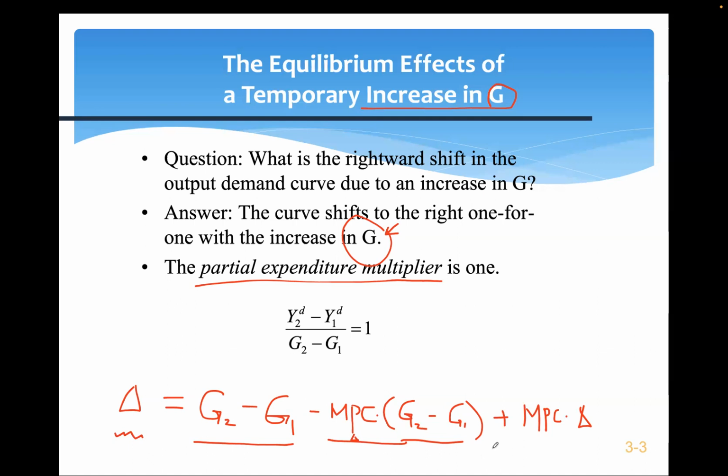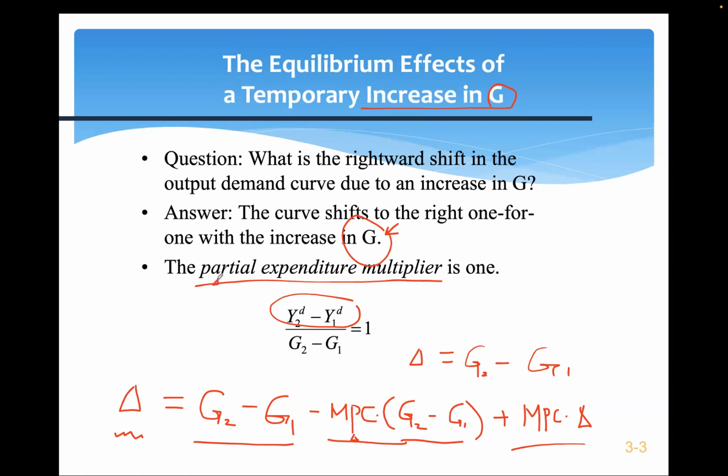Now you can solve this very simply. You move these terms to the left-hand side, and without much effort we can see that delta is going to equal G2 minus G1. In other words, if we forget about the supply side and only focus on the demand side, the multiplier is going to equal 1. Delta corresponds to the change in aggregate demand. So in other words, the curve will shift to the right one for one with the increase in government spending.